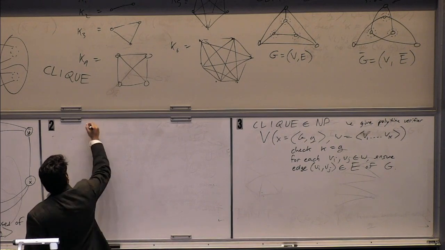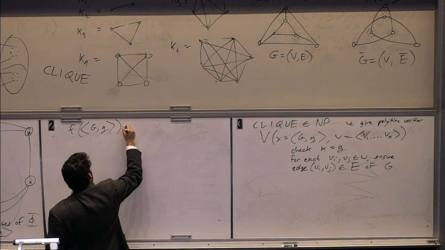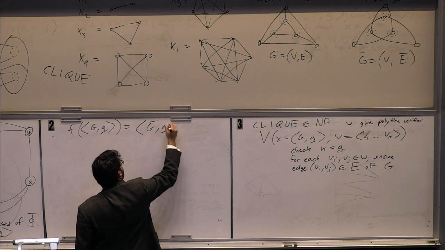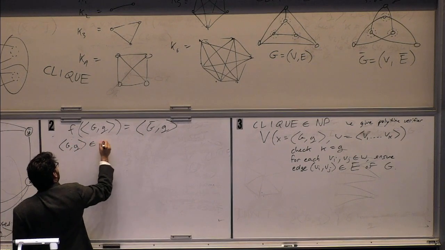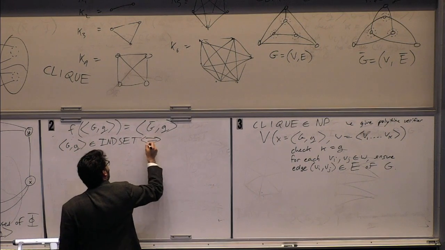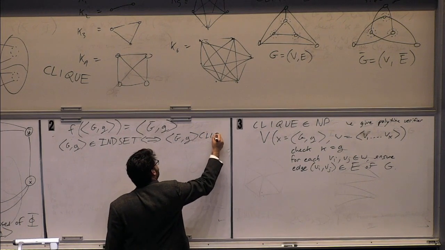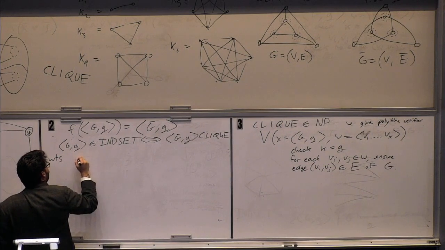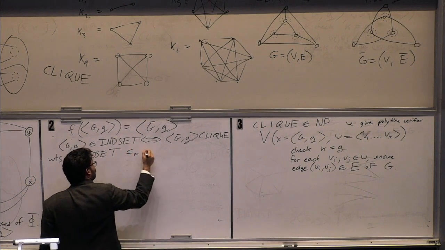The reduction in polynomial time is simply going to reverse the graph. F on input G, K is going to output G complement, K, such that G, K is in independent set if and only if, we want to prove this, G complement, K is in clique. We want to show a reduction from independent set to clique.